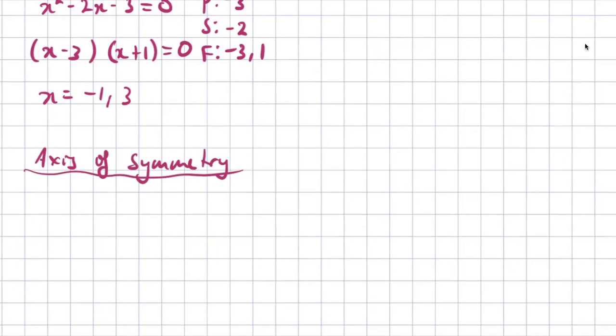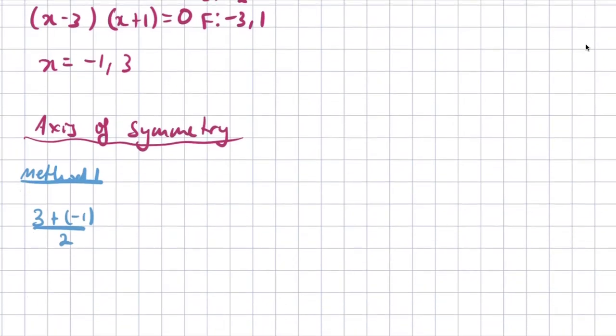Okay, so if we find the middle of our x-intercepts, method 1, we're going to find the middle of 3 and -1, so we add them together. And then we divide by 2. 3 plus -1 is equal to +2. And then we divide by 2. We end up with our axis of symmetry being equal to x equals 1.